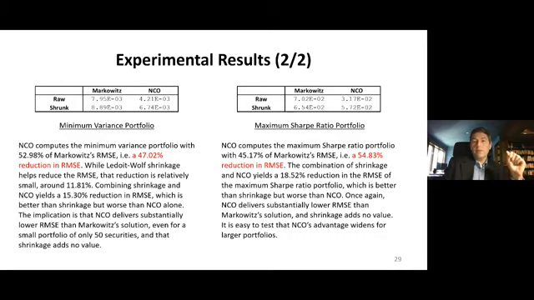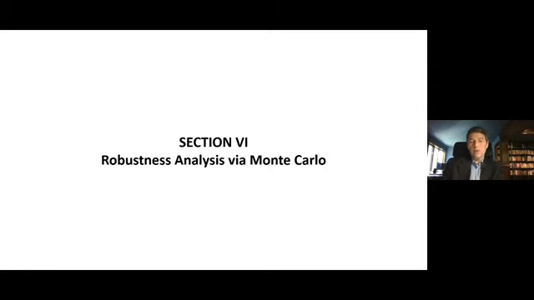How about computing the maximum Sharpe ratio portfolio? Essentially the same results. There is an improvement of 55% when you use NCO relative to applying Markowitz. Let me finalize with some thoughts about robustness analysis via Monte Carlo.